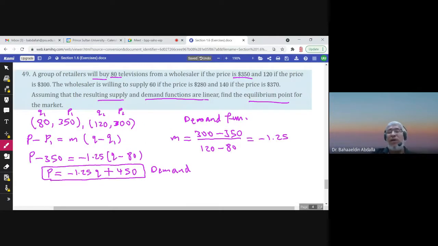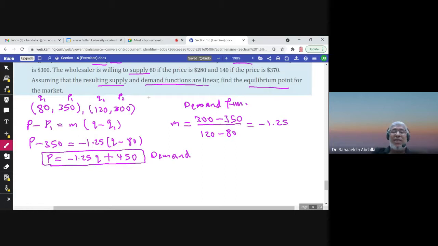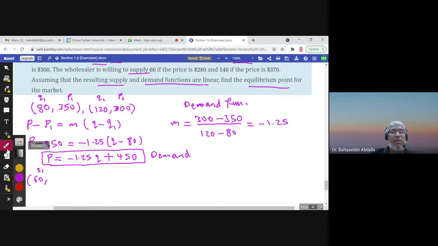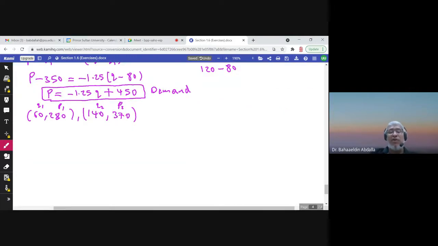Well, the wholesaler is willing to supply, so this is now the supply function, 60. So again, we have 60. This is Q1, but now it is the supply function. If 280 is the price, 280, this is price one, okay? And the other point, 140, quantity two, if the price is 370, this is the second point, all right? This is the supply function.